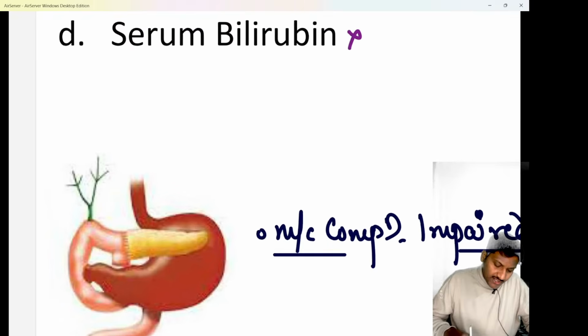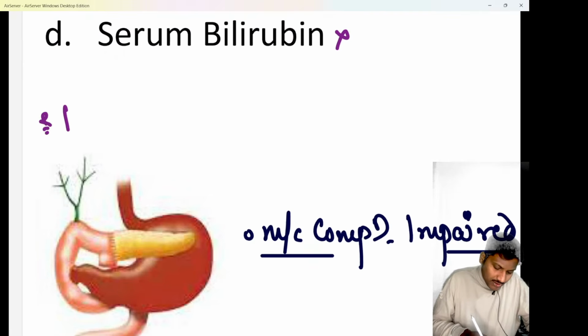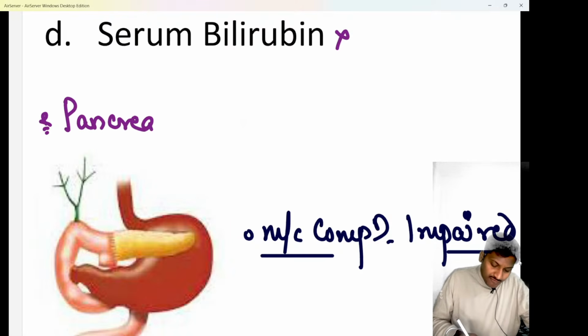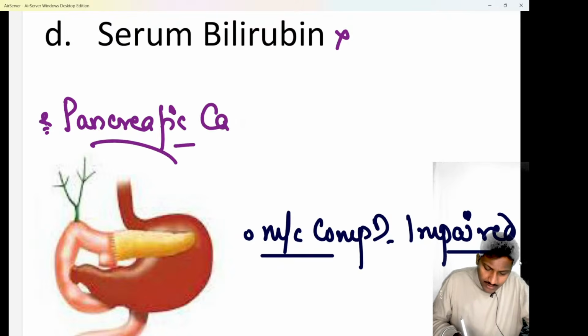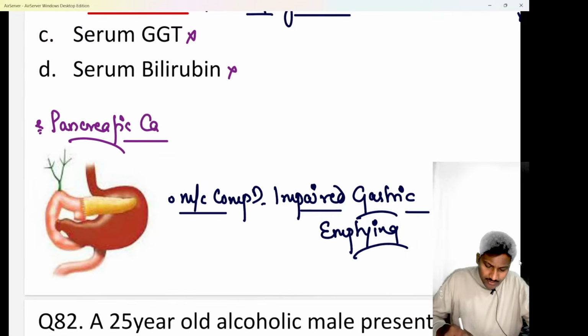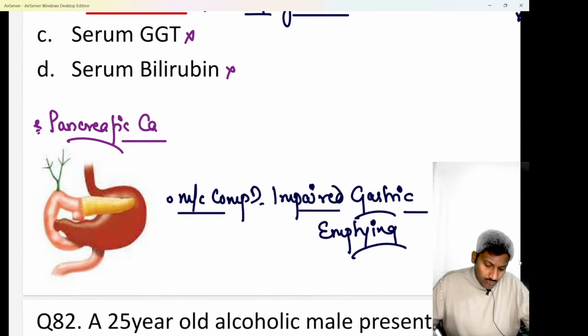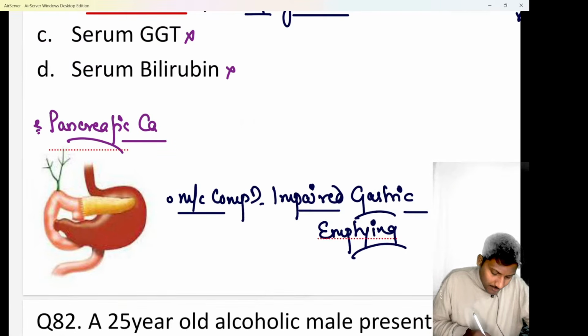I'll just tell you the indication of the surgery. This surgery is generally done for pancreatic cancer, especially those pancreatic cancers seen in the head of pancreas or in the periampullary region. So for any pancreatic cancer seen in the head of pancreas or periampullary region, we go for this kind of surgery. That is a big hint now.